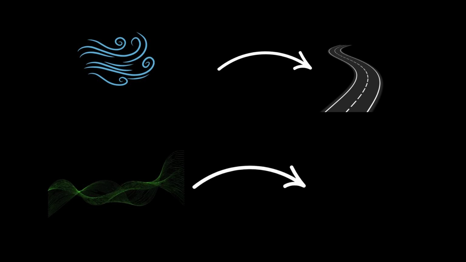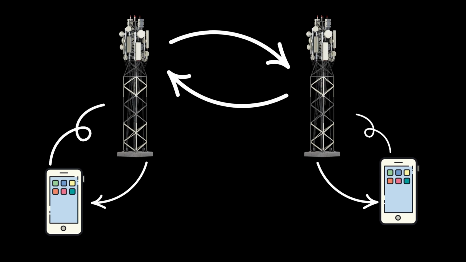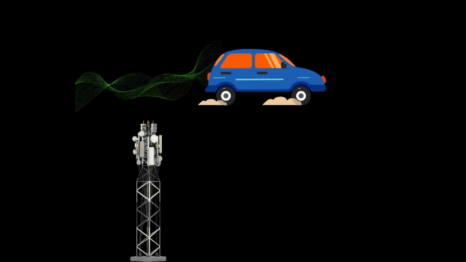The air is like a giant invisible road. Radio waves are the cars driving on it. Phones and towers send those cars back and forth. Without waves, no ride. Without towers, nowhere to catch.